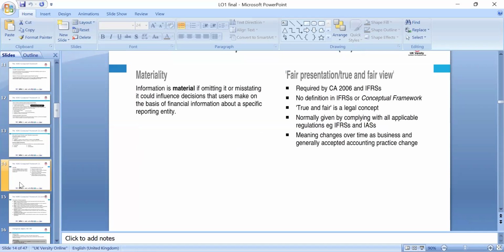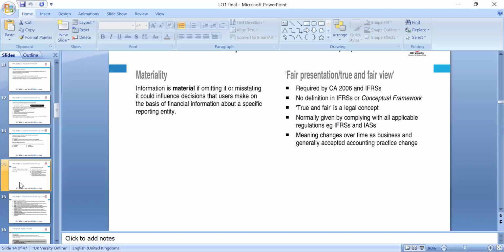Okay, any questions, please? Materiality: information is material if omitting it could be misleading and could influence the decisions users make on the basis of the financial information about the specific reporting entity.